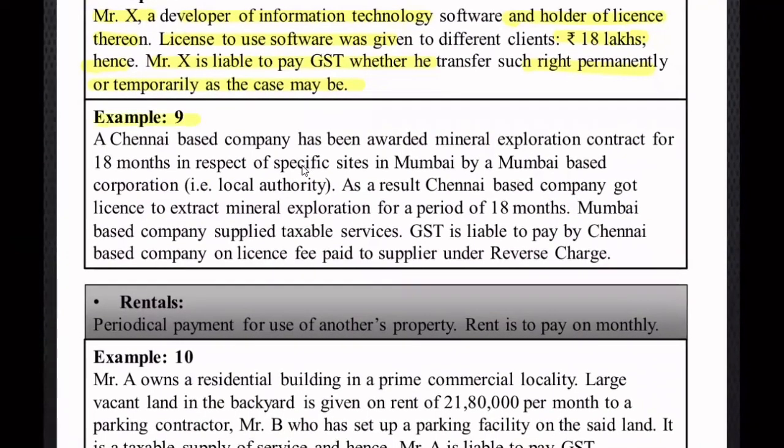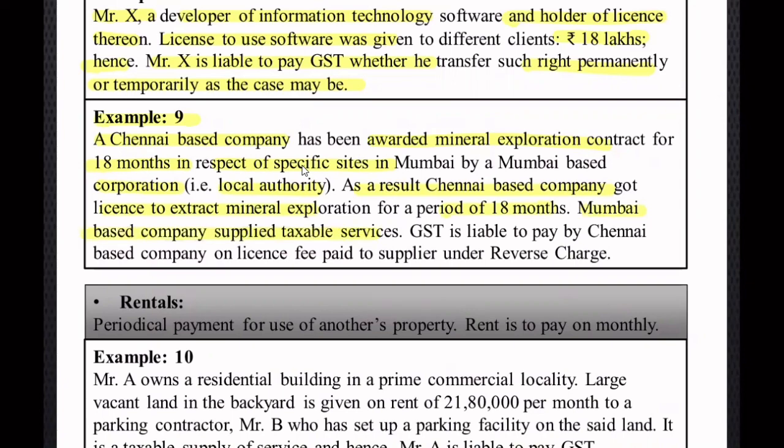And next example, a Chennai-based company has been awarded a mineral exploration contract for 18 months in respect of specific sites in Mumbai by a Mumbai-based corporation, that is a local authority. As a result, the Chennai-based company got license to extract mineral exploration for the period of 18 months. Correct. They have been allowed that for 18 months, you can do the mineral exploration over here. You have got that license.